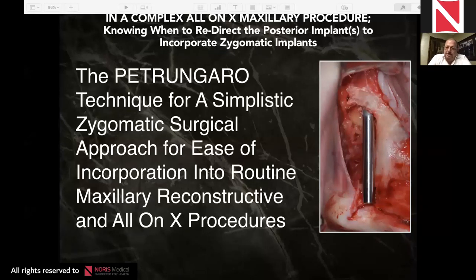I'm going to write a paper on this and present it, but this is my technique that I have kind of pioneered. It keeps you totally away from the sinus. If you look to the medial aspect of where the zygoma implant is here, that's the sinus, so you're not going anywhere near the sinus, and you're not going anywhere near the infraorbital rim. You're distal to the infraorbital rim, and you're distal to the maxillary sinus. This, in my opinion, is a home run for dentists to do on a routine basis.